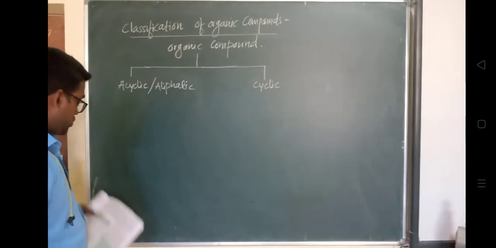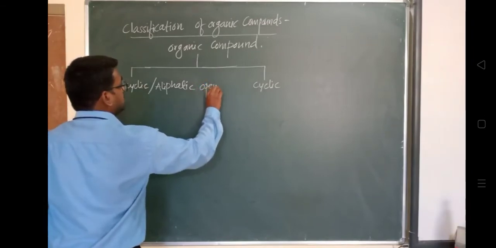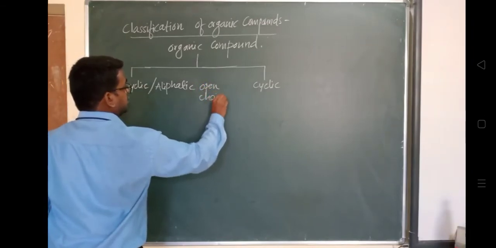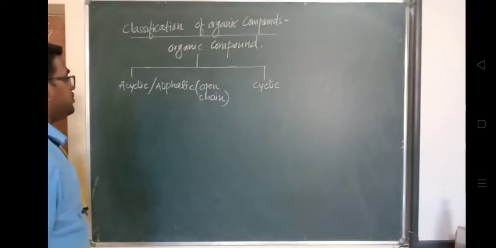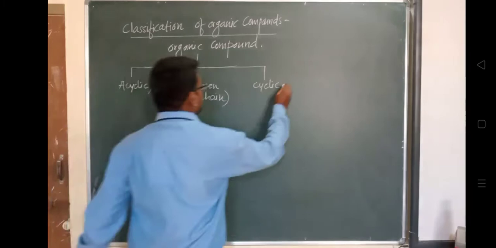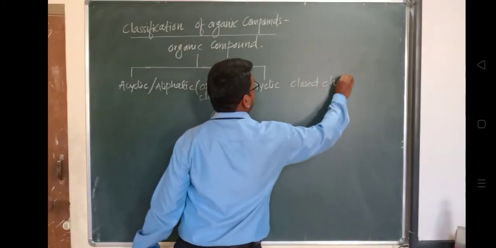So it will be an open chain structure. The chain will be open. It will not be completely closed, which would be cyclic. In a cyclic compound, a closed chain will be present. So how that closed chain looks, we will see.